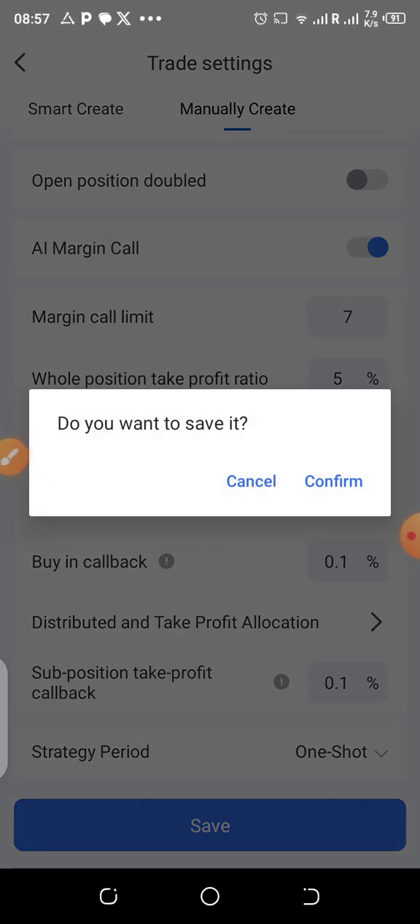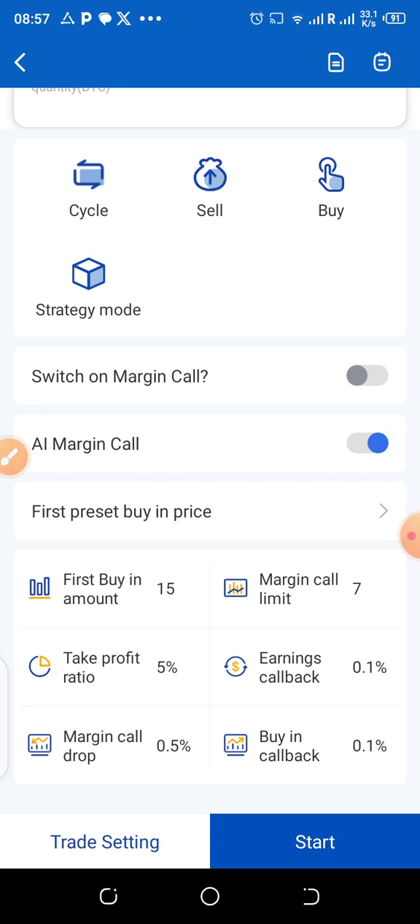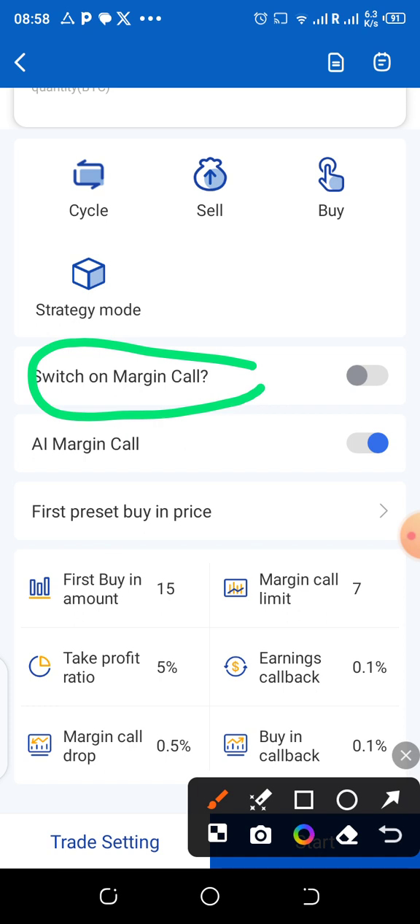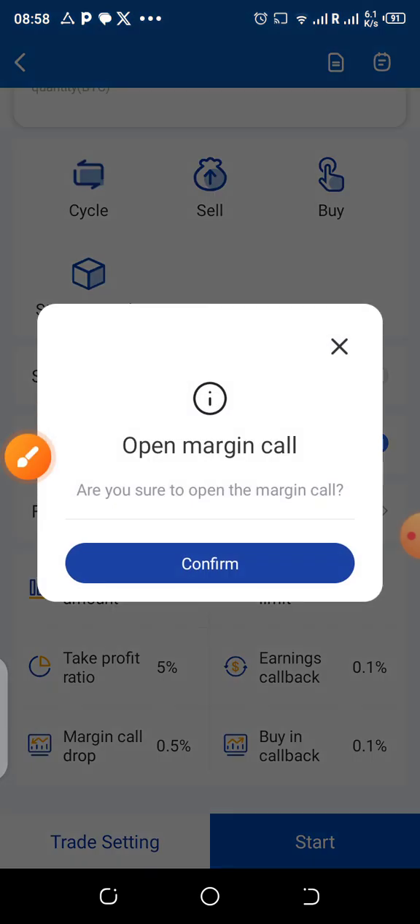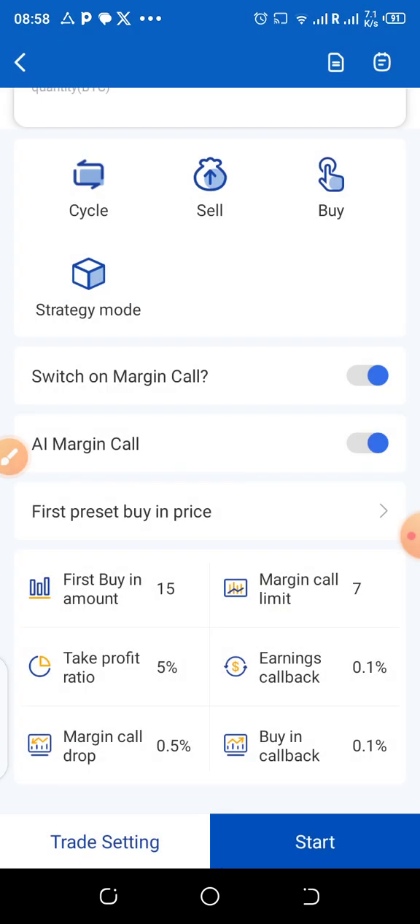Then I confirm. Do you want to save it? I confirm. After that, I come here and make sure that I switch on margin call. What does this mean? You are allowing the robot to follow your settings, and whenever the market drops by 0.5 or 1%, depending on your settings, the robot will always buy. So I switch it on. Open margin call, I confirm. That button must be on.